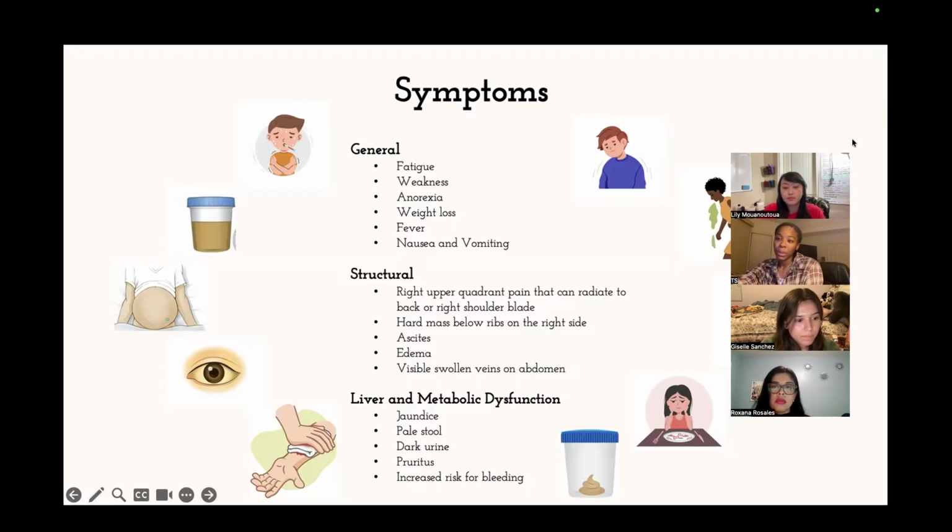Some signs and symptoms that are more specific to the liver and metabolic dysfunction is jaundice due to the bilirubin building up in the bloodstream, and they'll have pale stool because the bile is not able to reach the intestines to be excreted through the stool. And their urine will be dark, like a tea color dark, because the bilirubin is going to go into the urine. They may experience itching because of that buildup of bilirubin in the blood and the bile salts in there. They could have increased risk for bleeding because the liver is unable to make clotting factors.